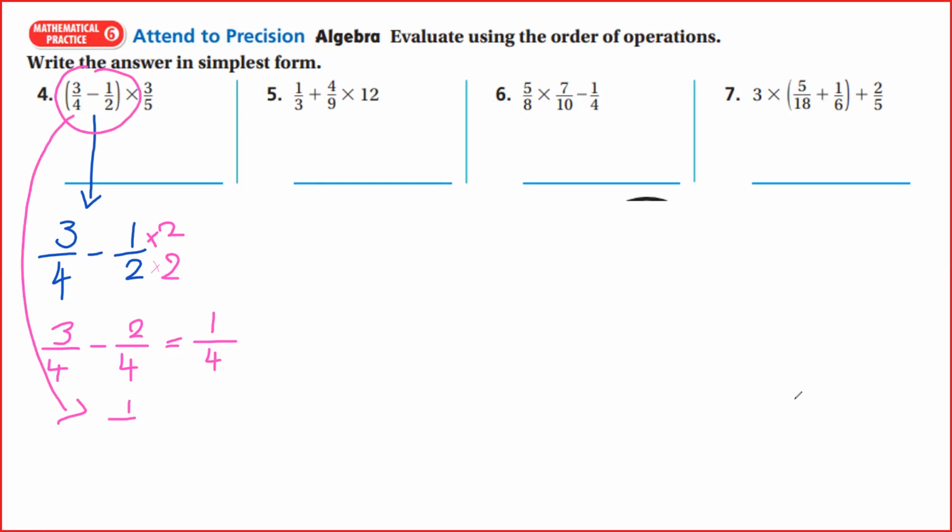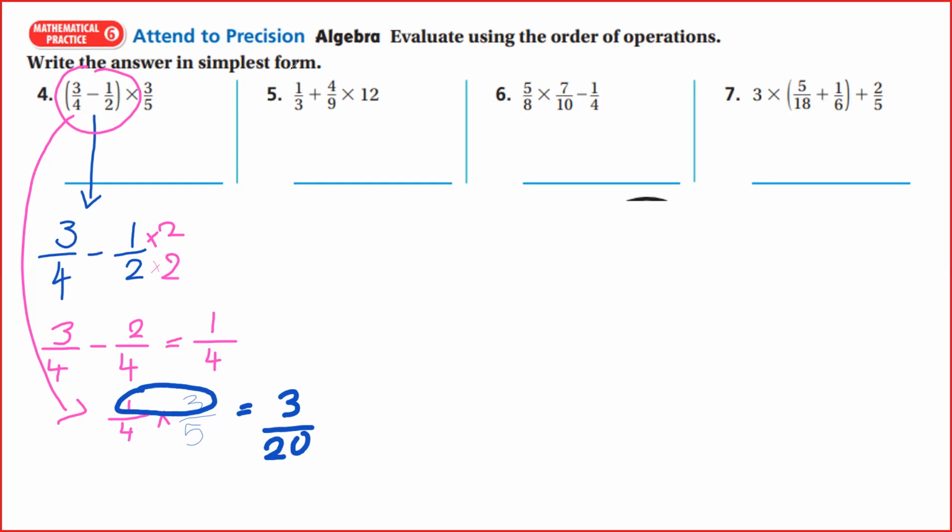1 over 4. Times what now? Times 3 over 5. What do you have to do next? Now we will multiply the numerators together and the denominators together. 1 multiplied by 3 is 3 and 4 multiplied by 5 is 20. So the answer will be 3 over 20. Is it clear? Yes.